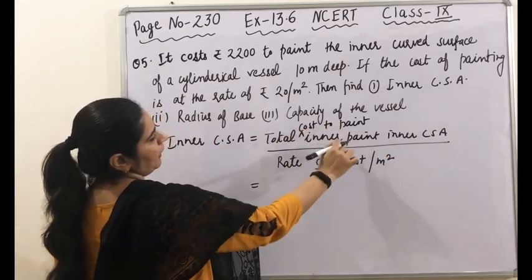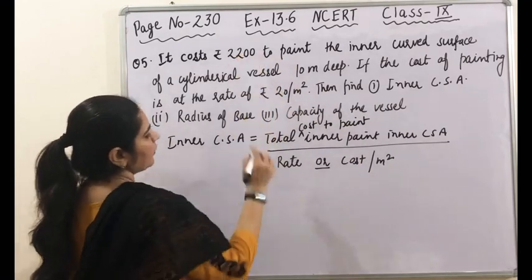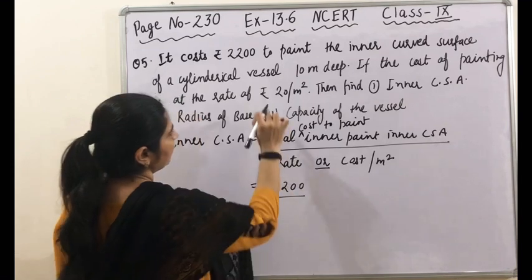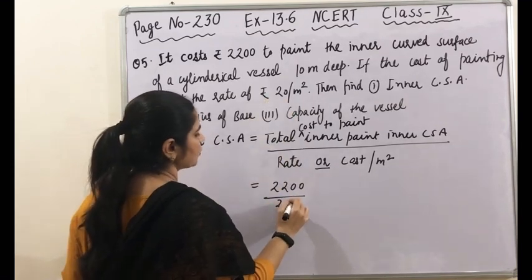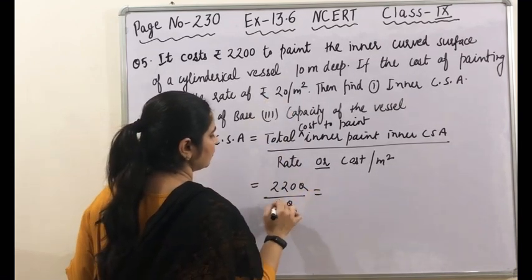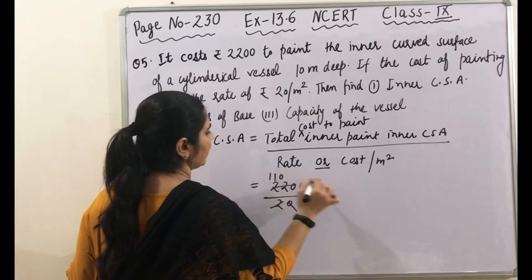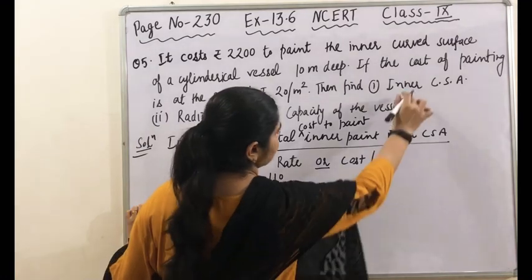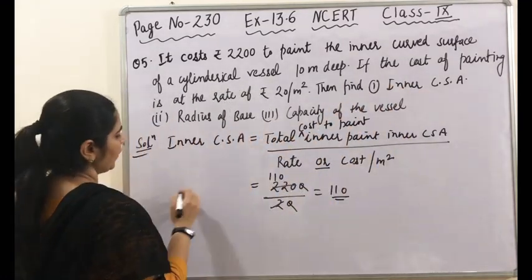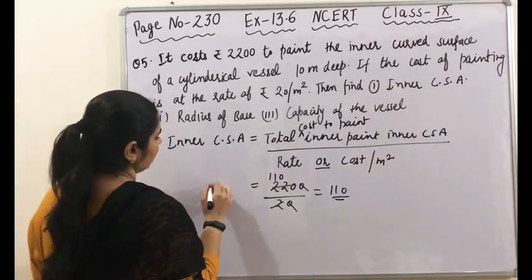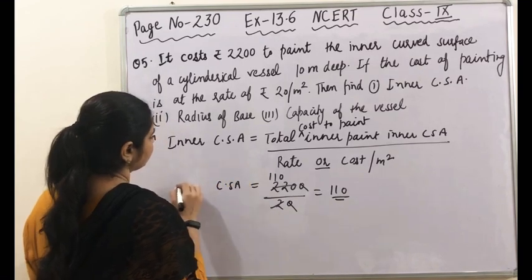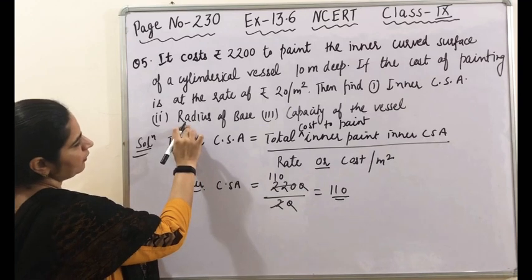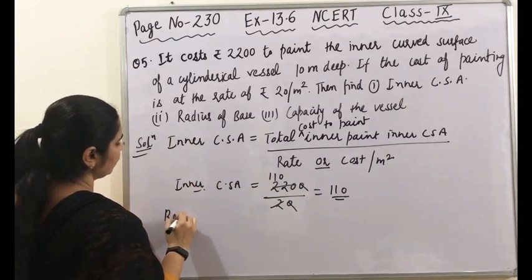Total cost to paint the inner curved surface area is given as rupees 2200 and the rate is 20 per meter square. So 2200 divided by 20 is 110, which is the inner curved surface area. This is the first part, inner curved surface area. Here we can write inner CSA. In the second part they are asking for the radius, which we also have to find out.